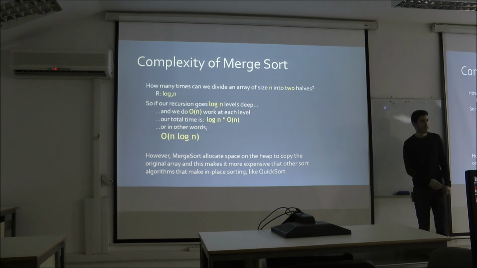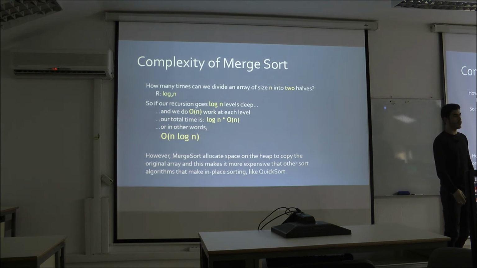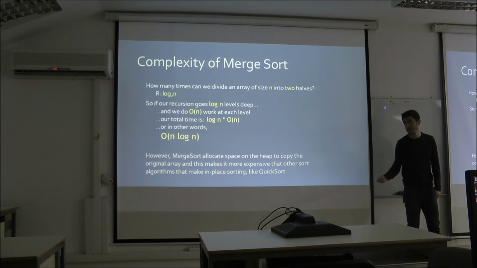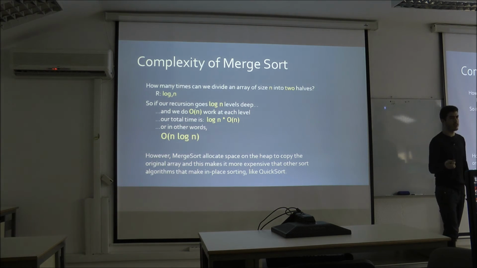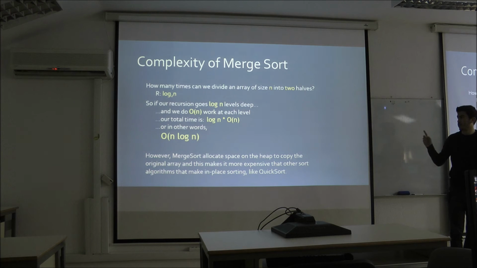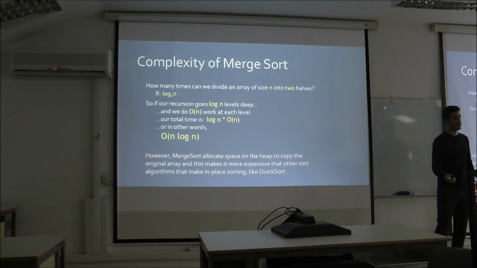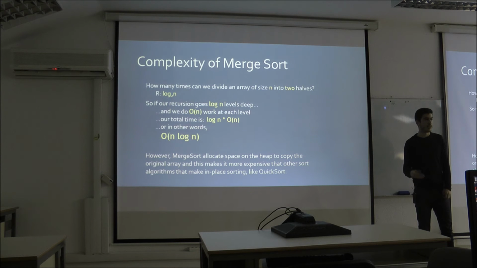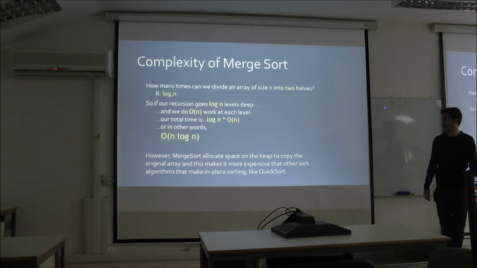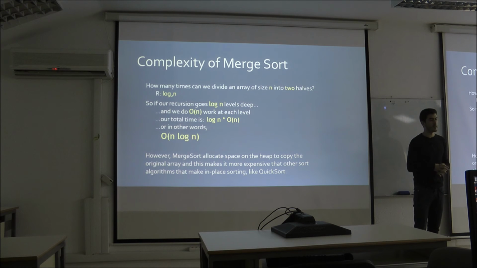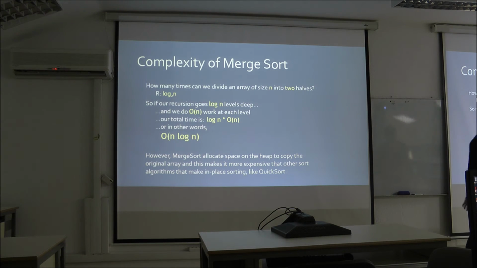So it's the same as the Quicksort in the average scenario, because Quicksort in the worst scenario is n square, I think. But Quicksort usually is better, because Mergesort is more expensive in terms of memory, because it needs to allocate memory in heap or on another storage space to copy the original array, and then to proceed with the merge sorting.